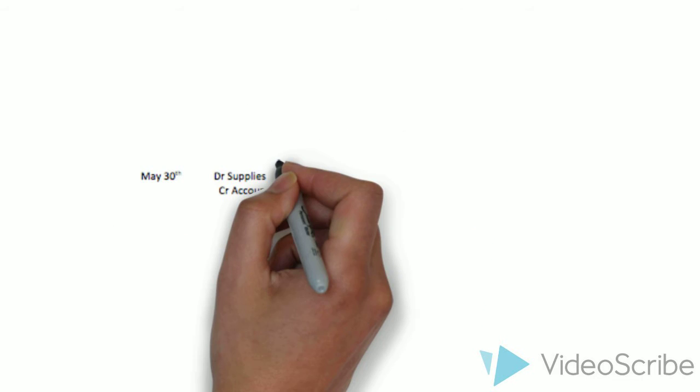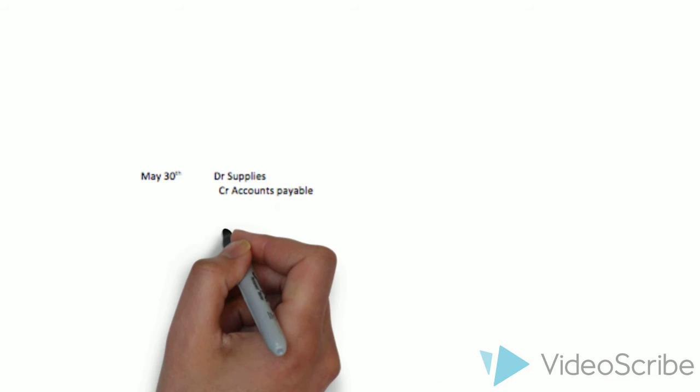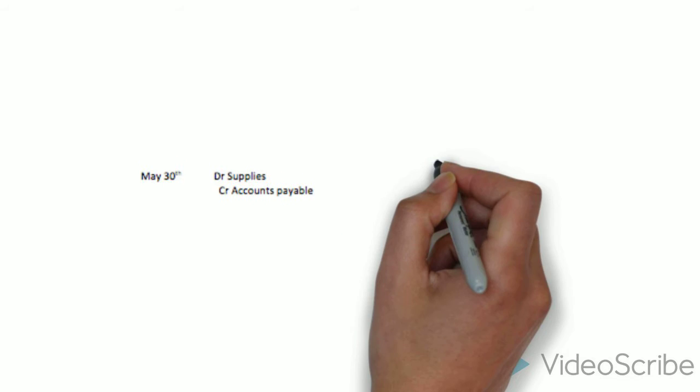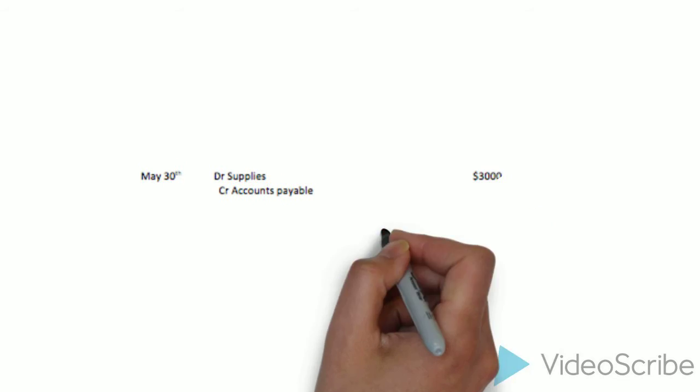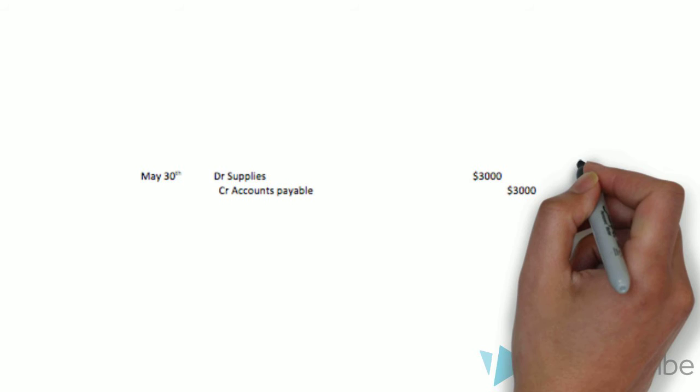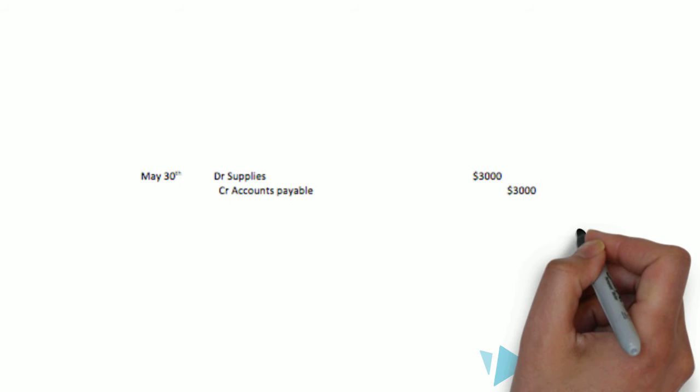For example, consider the company bought the same supplies on credit. The initial entry would read debit supplies, an increase in an asset, and credit not cash, but rather accounts payable, representing an increase in a liability.